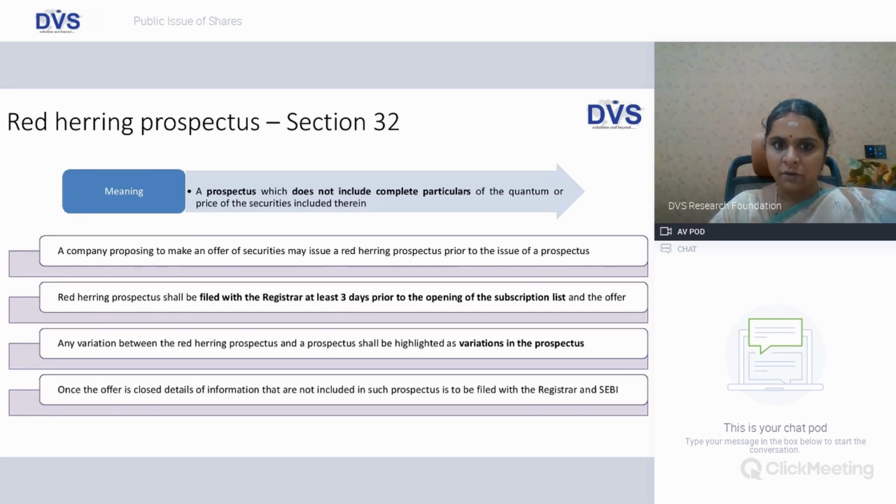And there is a timeline. At least 3 days before the subscription list is open, you may have to file the RHP with registrar, and any variation between your RHP and the prospectus shall be highlighted as variation in the prospectus. And once the offer is closed, all the details of whatever information you had not furnished in the RHP, like your total share capital and the capital which is raised by way of either debt or equity, the closing price of securities as determined, shall be filed with registrar and SEBI.